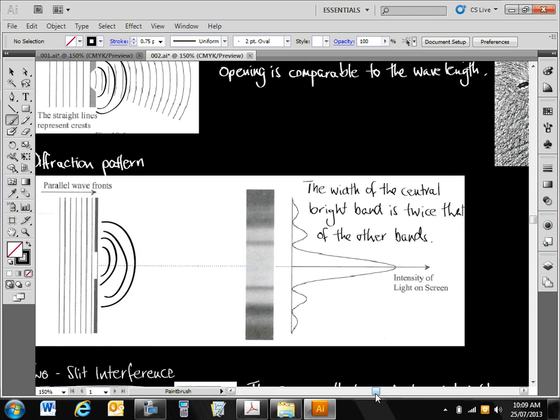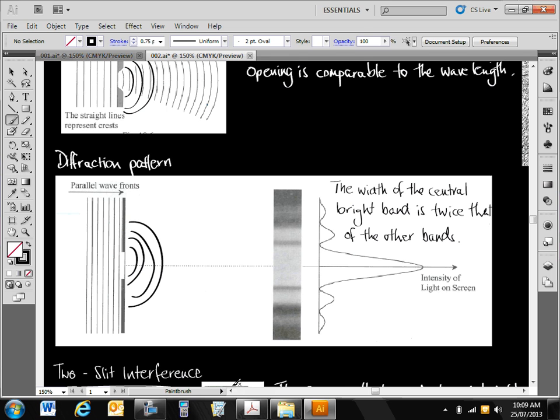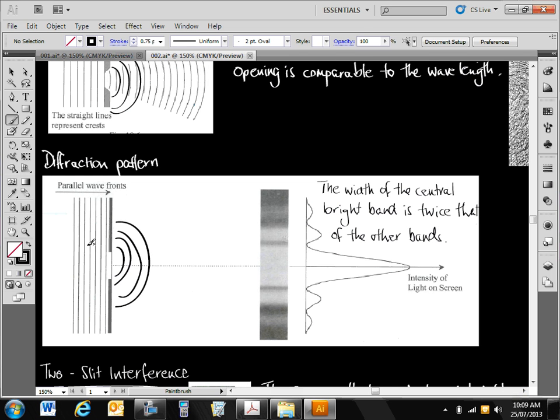Here's a diffraction pattern. So you'll notice we have plane wave fronts coming in this way. They encounter an obstacle, which is an aperture. They diffract through that aperture, and of course they continue doing that all the way until they reach this screen. And if we're talking about light, of course we can't see this light. There's no way to see it unless we put some obstacle in the way or something that will reflect the light.